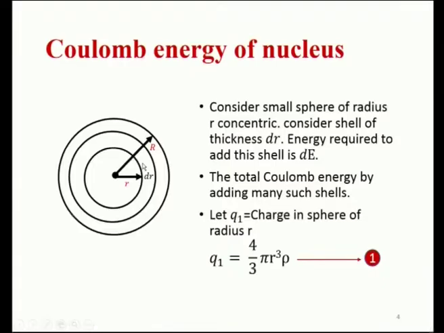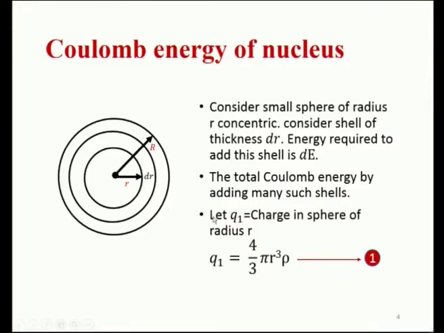The energy required to add this shell we call dE, and the total energy will be E. Since we are talking about small thickness dr, we say the energy is dE. The total Coulomb energy is obtained by adding many such shells. The small radius r will go on increasing and finally we will get capital R. So, you add up all the shells and get the total energy.